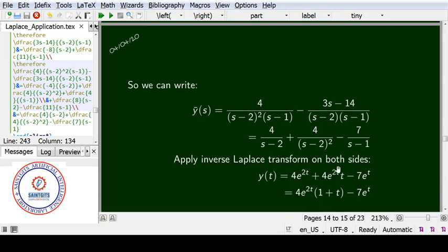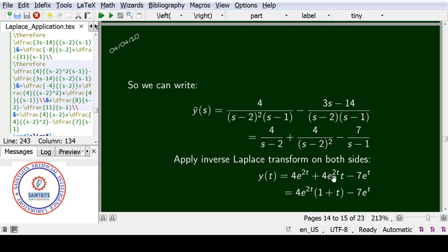So move on to the last step, taking L inverse on both sides. L inverse of y bar of s equal to y of t. L inverse of this expression, 4 is a constant, take it outside. L inverse of 1 by (s minus 2) is e raised to 2t. This plus is here. Then take 4 outside, 4 into 1 by (s minus 2) the whole square. That means s is shifted by 2 units. That is the effect of e raised to 2t in time domain. So e raised to 2t.